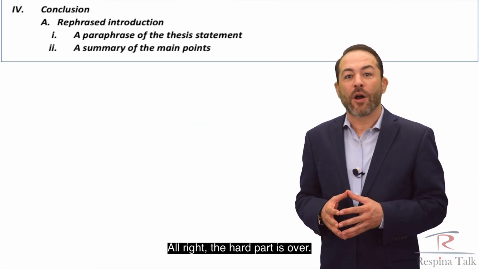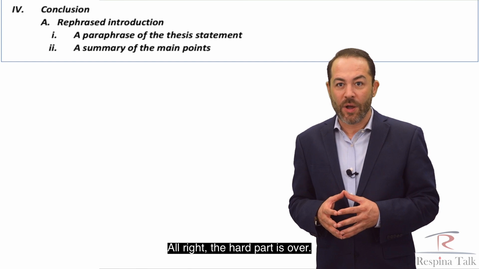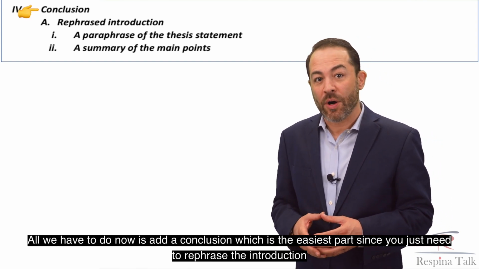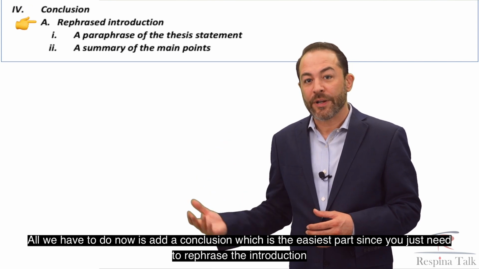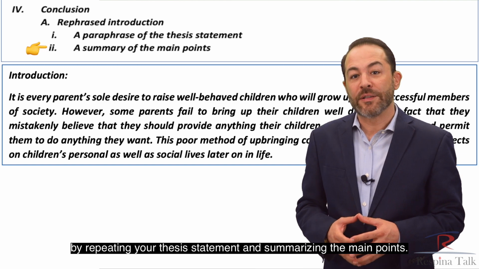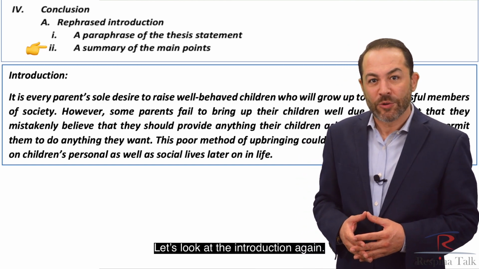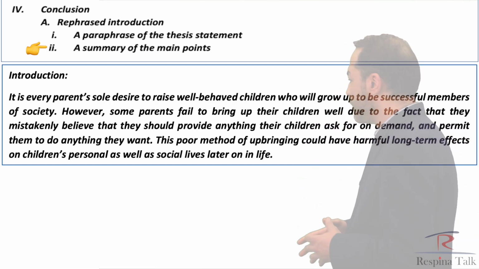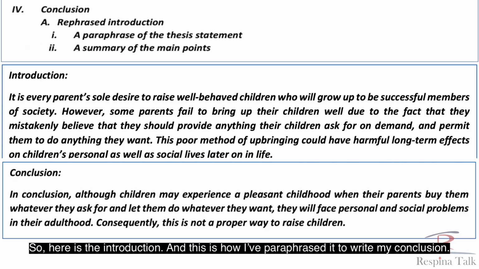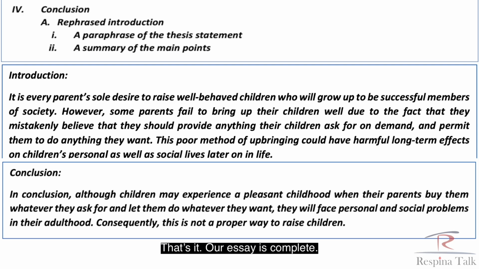All right, the hard part is over. All we have to do now is add a conclusion, which is the easiest part since you just need to rephrase the introduction by repeating your thesis statement and summarizing the main points. Let's look at the introduction again. So here's the introduction, and this is how I have paraphrased it to write my conclusion. That's it. Our essay is complete.